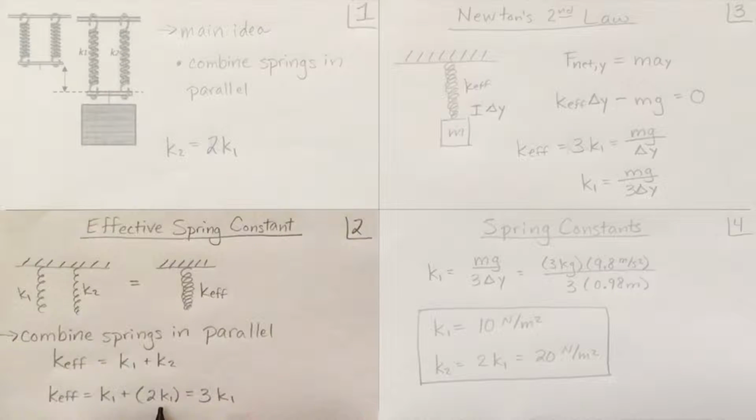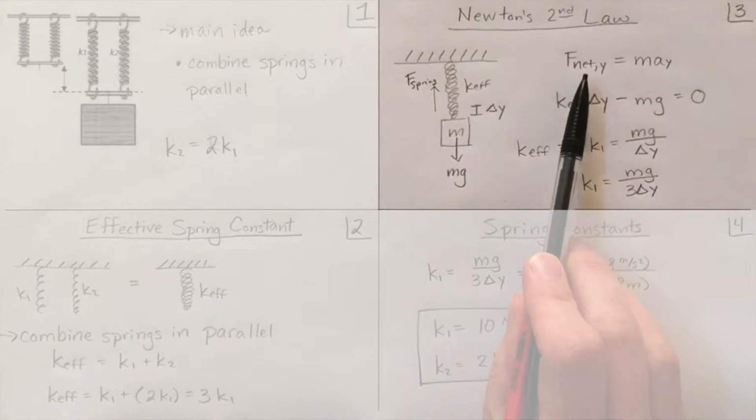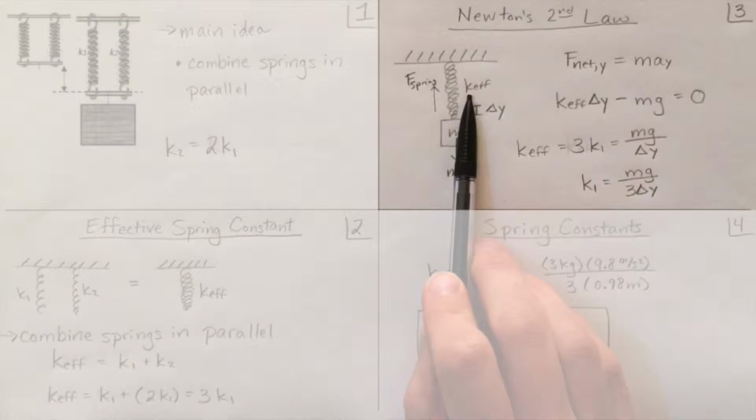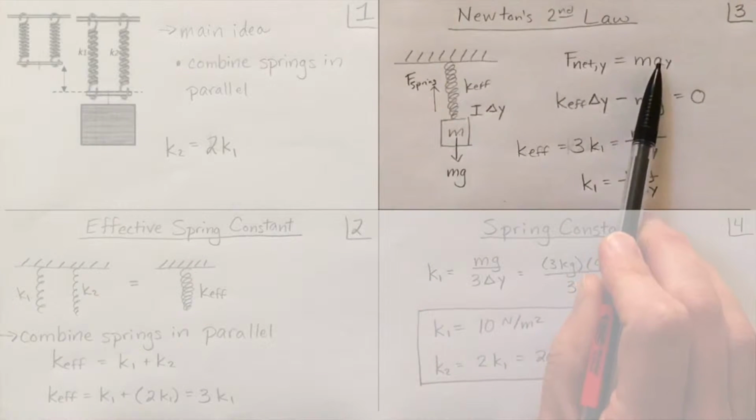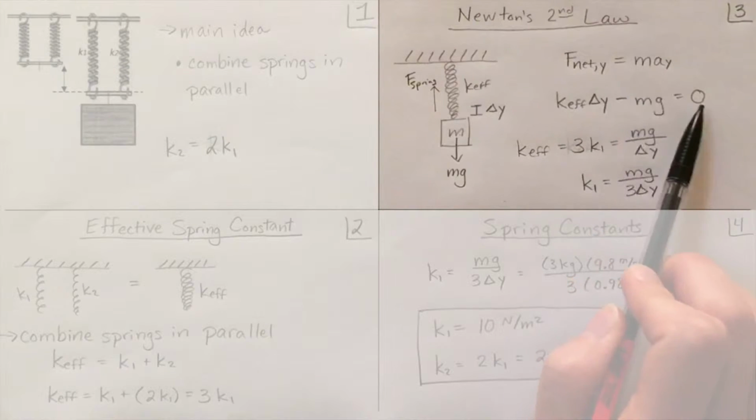K2 is equal to 2 times K1. Therefore, the effective spring constant is equal to 3 times the spring constant of spring 1. We can use Newton's second law in the y direction to solve for the effective spring constant. Nothing is moving when the mass is hung from the spring, so the y acceleration is equal to 0.